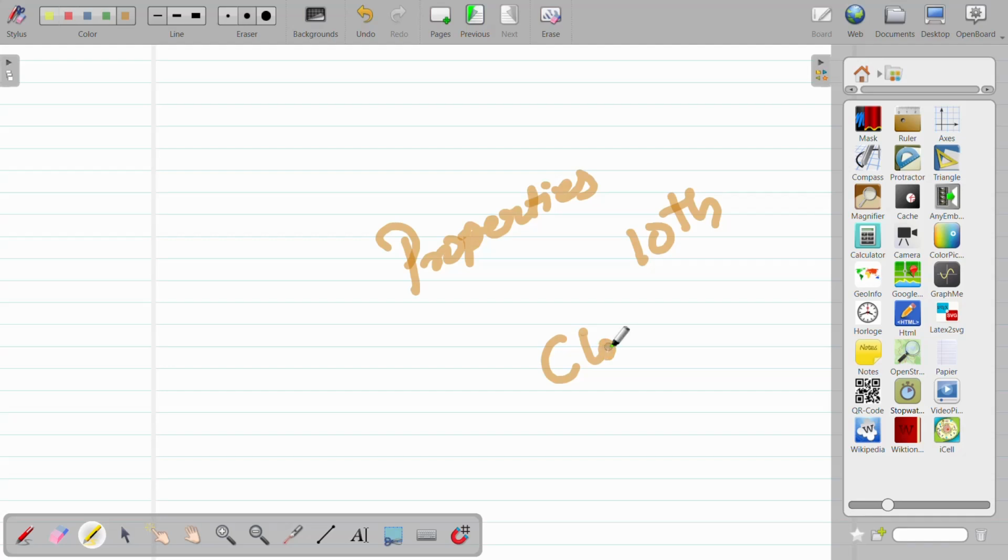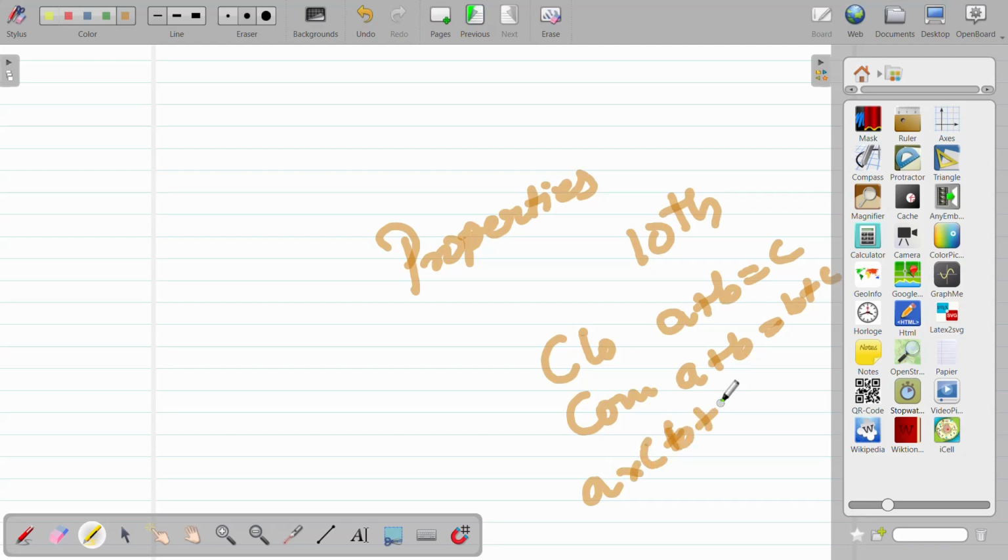One is the closure property. After that, we have the commutative property. Closure property means A plus B is equal to C, or you just write A plus B, which is a number. Commutative property means A plus B is equal to B plus A. And after that we have associative, A plus (B plus C) is equal to (A plus B) plus C. And last, identity: A plus 0 is equal to A.